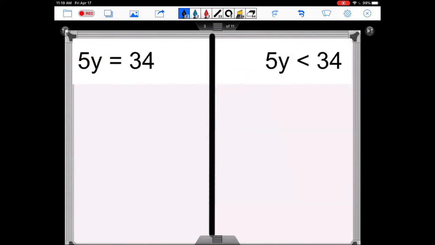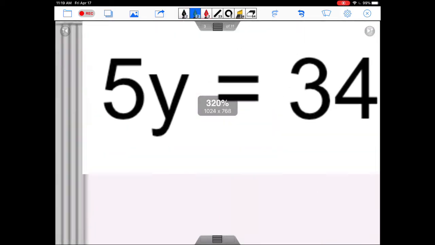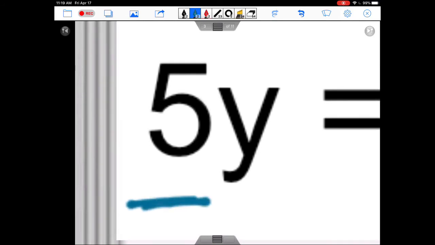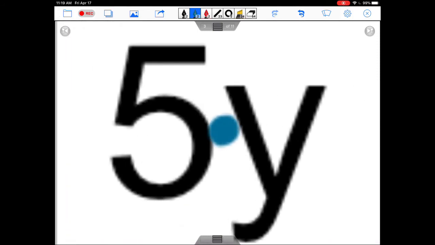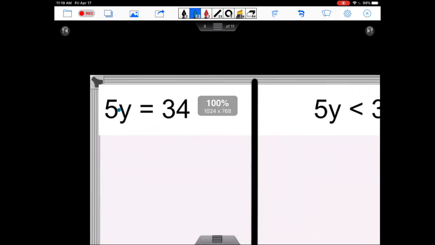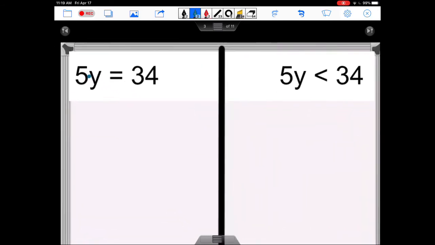In this example, we have 5y equals 34. Just to be clear, if you have a coefficient, a number that's attached to our variable, there is an invisible multiplication sign in between there. So that says 5 times y equals 34. So we'll draw our line down our equal sign. And remember, we're still doing inverse operations. What's the opposite of multiplication? It would be to divide.